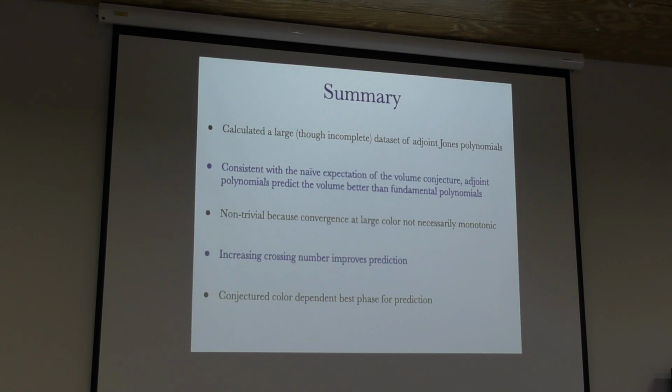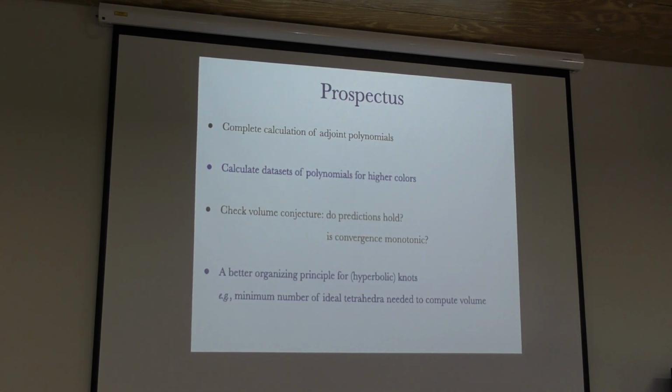Okay, so let me finish. So we've calculated a large, but incomplete data set of adjoint Jones polynomials. It's consistent with the naive expectation of the volume conjecture. And we didn't know this convergence is getting better at small color, so this is interesting. Increasing the crossing number improves the prediction, and we have conjectured a color-dependent phase.